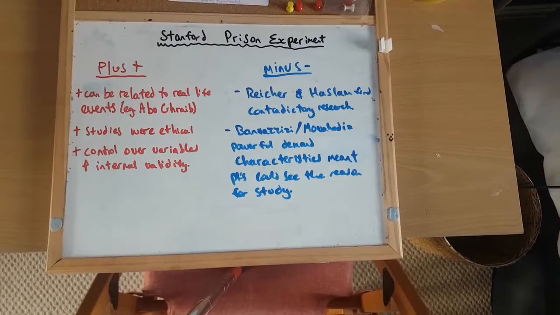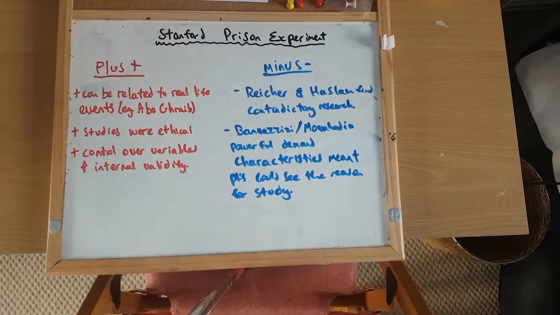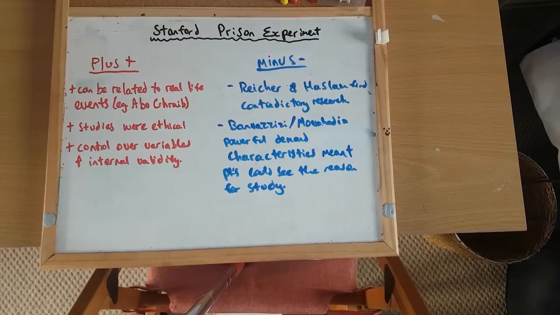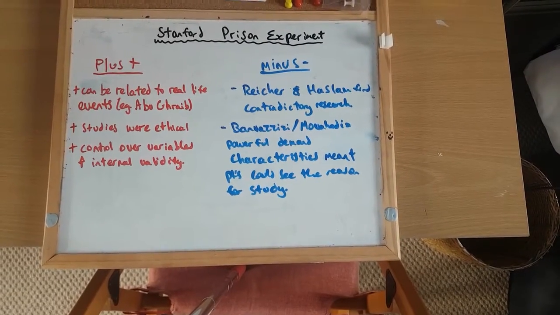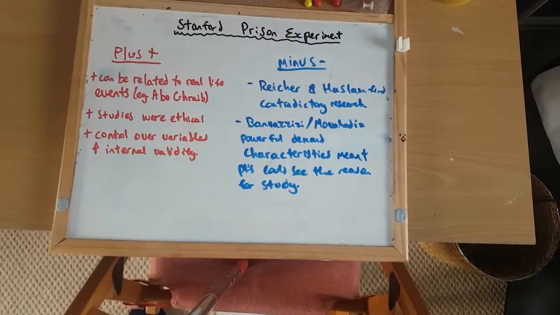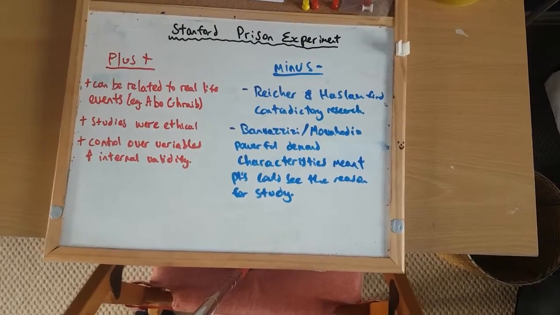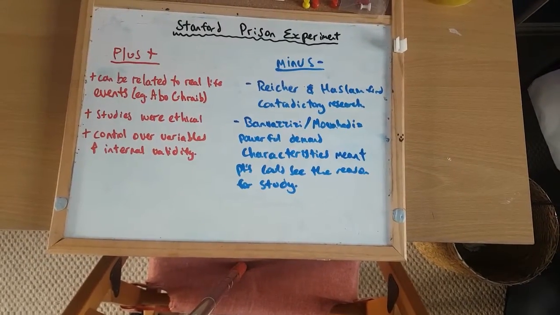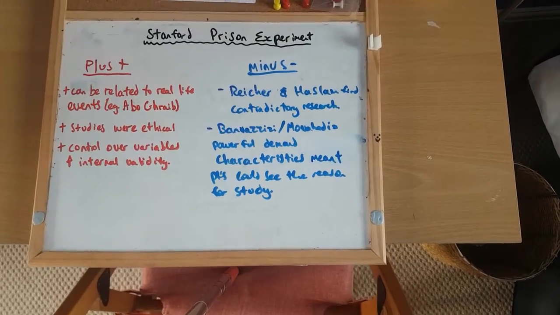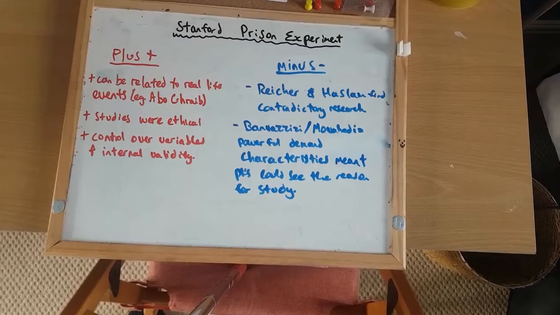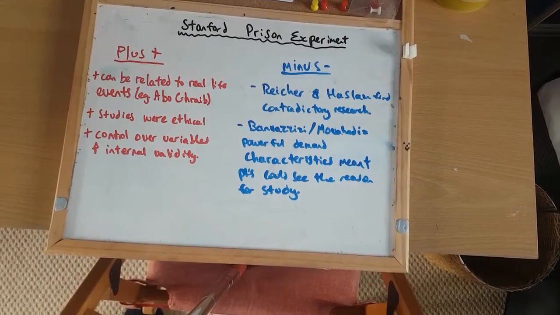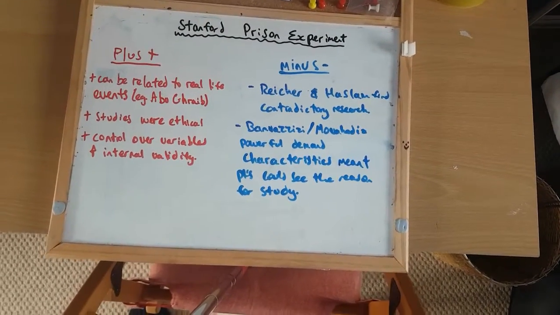So we're going to start off with the Stanford prison experiment. This is part of the social influence course of AQA psychology. The Stanford prison experiment was conducted by Zimbardo. If you want to read more around that subject, if you don't already know it, I suggest you do, and then you can come and look at the pluses and minuses of this experiment.